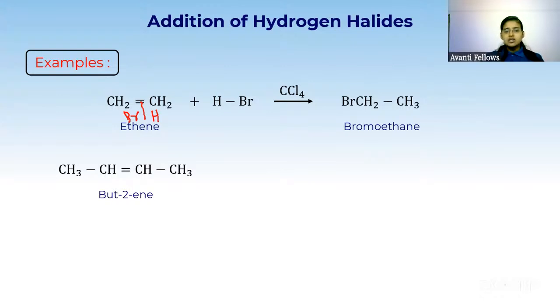But-2-ene. So 1, 2, 3, 4 carbon, right? Since it is a 4 carbon system, it is called but. And between the second carbon and the third carbon, we have a double bond. So it is 2-ene. Ene represents the carbon-carbon double bond.